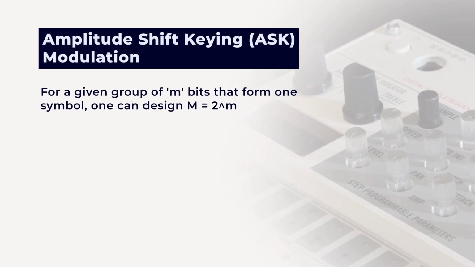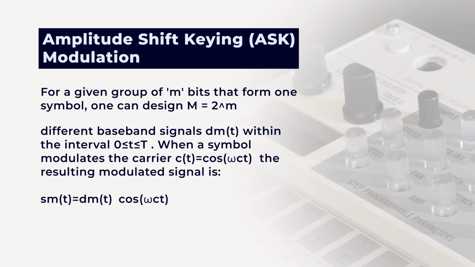For a given group of m bits that form one symbol, one can design M = 2^m different baseband signals d_m(t) within the interval 0 ≤ t ≤ T. When a symbol modulates the carrier c(t) = cos(ω_c t), the resulting modulated signal is s_m(t) = d_m(t) cos(ω_c t).